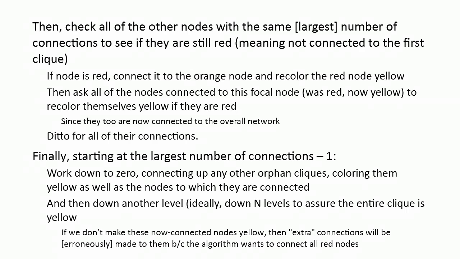The reason for this is if we don't make these now connected nodes yellow, then we might end up with some extra connections which would be erroneously made to them, since they are now part of the network, but we forgot to go down and change them to yellow. So because they're red, they could get found later in the search process and be connected up to that initial orange node a second time. So there'd be 2 pathways for them back, which is no longer consistent with the objective, which was just to get every node connected into one large clique.